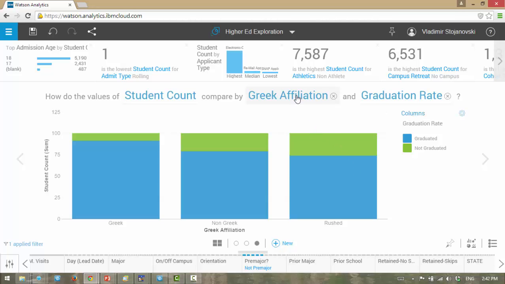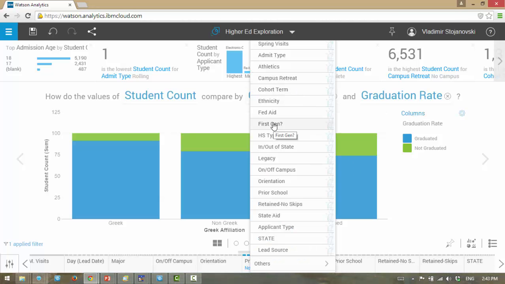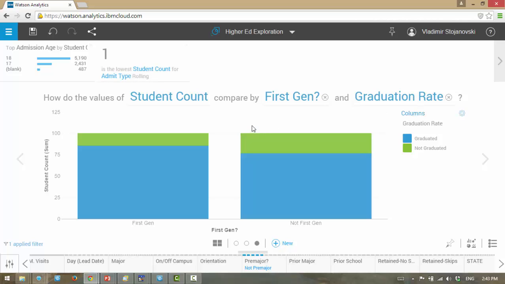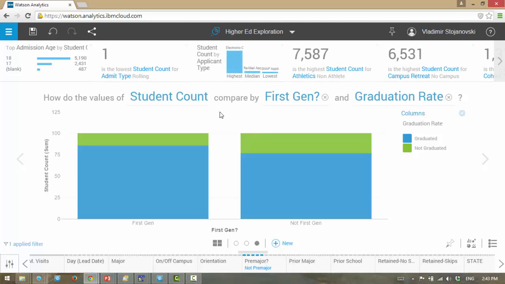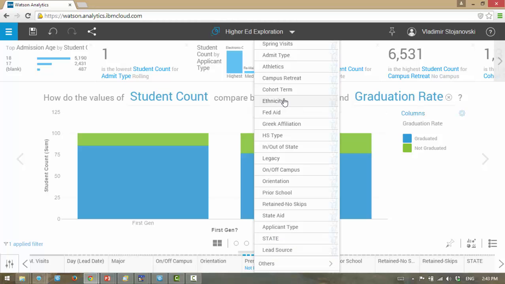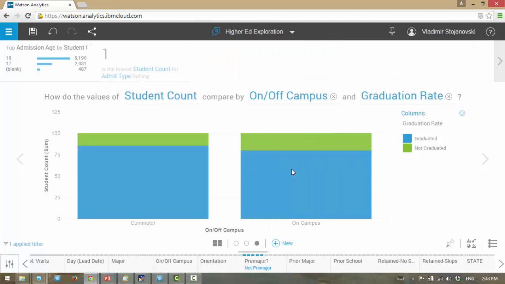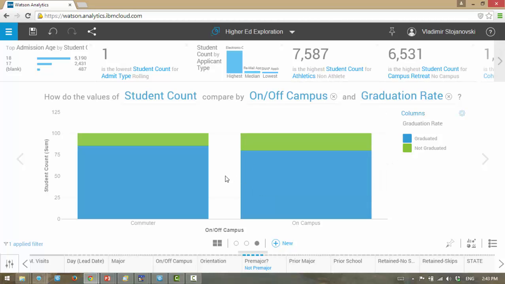Let's take a look at a few other variables. First generation. Do first generation students that are first in their families to attend college have a higher chance of graduating? And at our university, that is certainly true. First generation students have a higher graduation rate. What about whether students live on campus or are commuters? I would think students that live on campus are more involved and more likely to graduate. The data, however, tells a different story. Commuters actually have a higher proportion of students graduating than those that live on campus. So I find this interesting, and I might want to pin this down for further analysis.